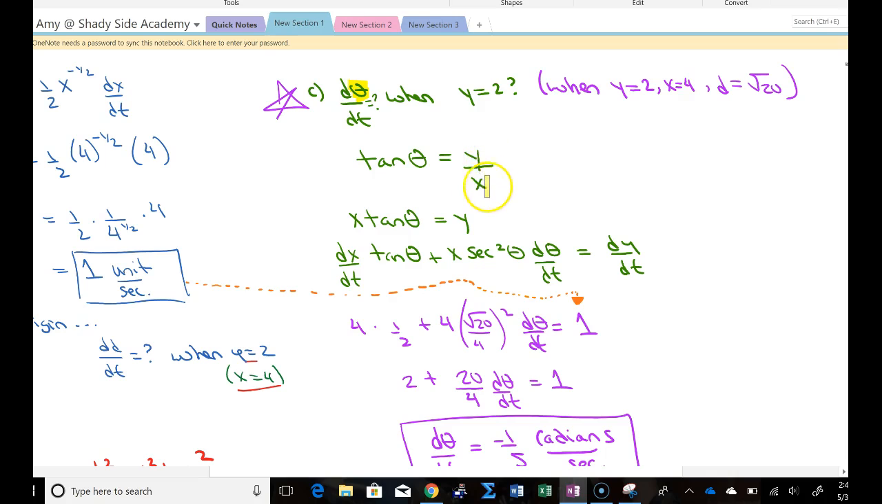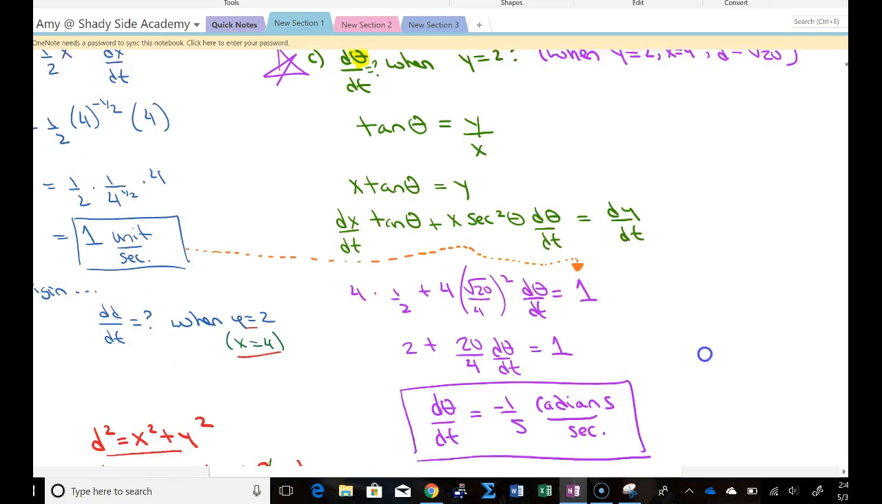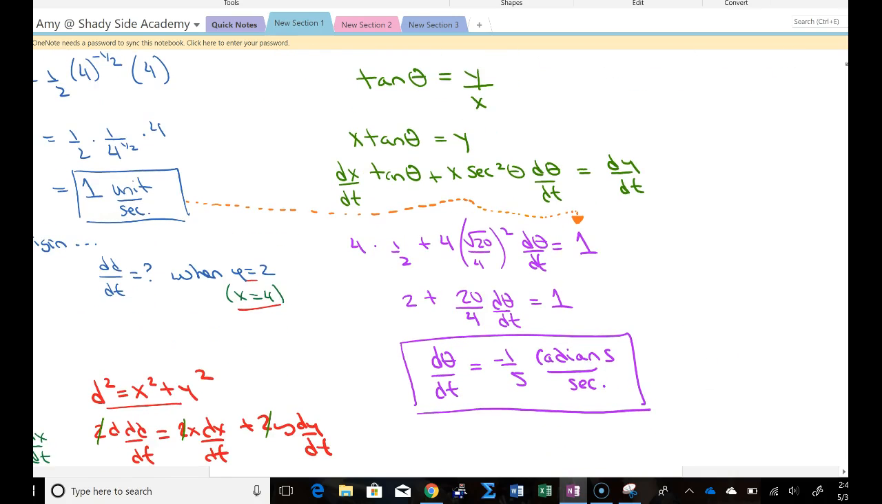So what I did here, as you can see, is I multiplied both sides by x, and then I took d by dt. Here is d by dt. Look at that. Okay? This part of it here is x untouched times d by dt of tan theta. D by dt of tan theta is secant squared theta d theta by dt. And then we've got all the information we need.